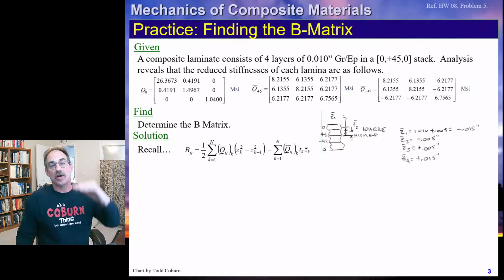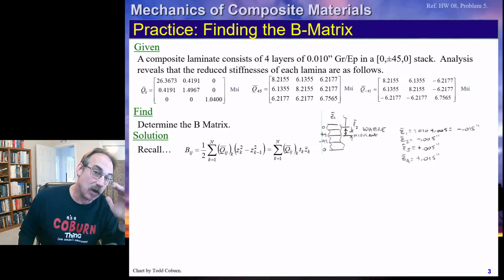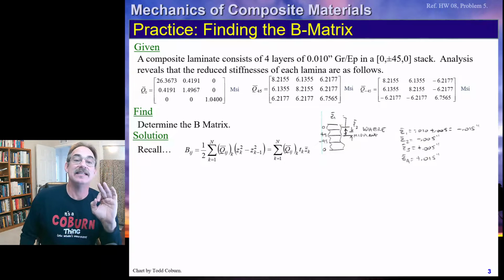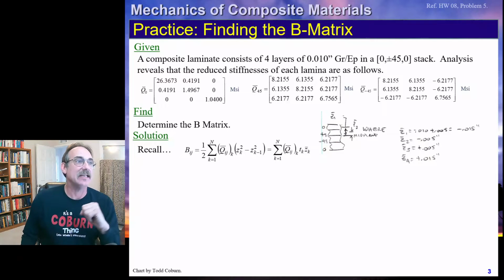Now remember, we're starting from the top, so Z0 is the very top of the laminate, Z1 is the bottom of the first layer, and so on. And Z bar is the dimension measured from the midplane of the laminate with positive acting downward.